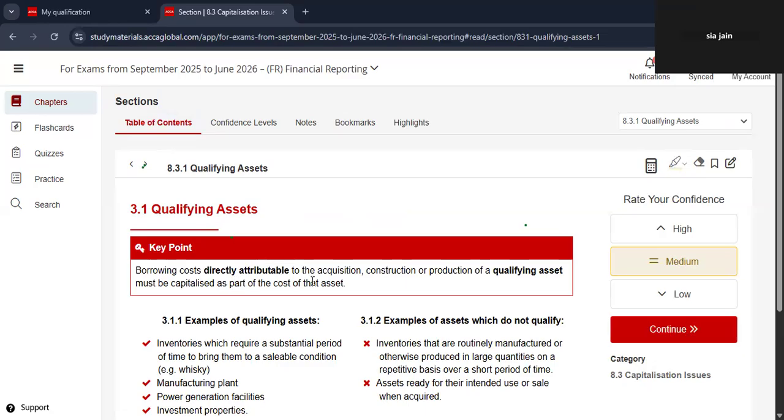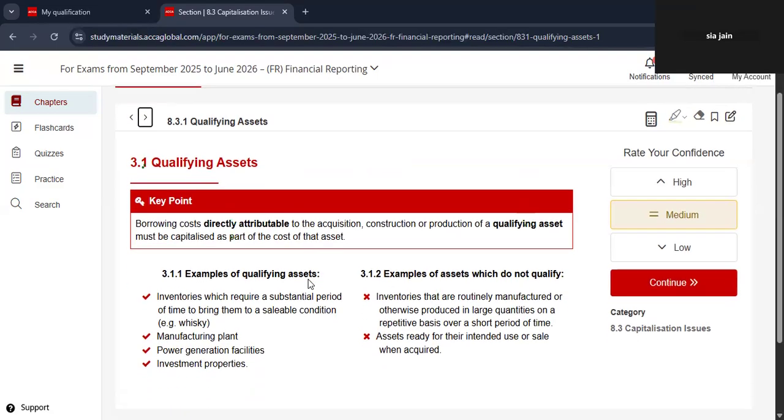Qualifying assets. Borrowing cost directly attributable to the acquisition, construction, or production of a qualifying asset must be capitalized as part of the cost of that asset. Examples of assets we can include as qualifying assets are inventories which require a substantial period of time to bring them to a saleable condition, manufacturing plants, power generation facilities, and investment properties. Examples of assets which do not qualify: inventories that are routinely manufactured or otherwise produced in large quantities on a repetitive basis over a short period of time, and assets ready for their intended use or sale when acquired.